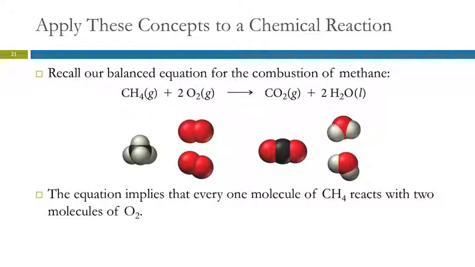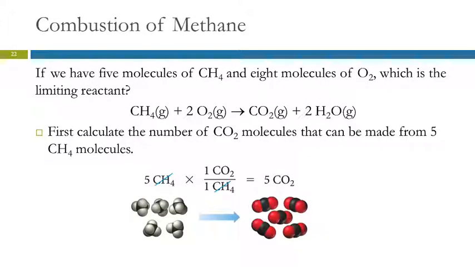So let's apply this to chemistry. Going back to our combustion of methane problem. So 1 molecule of methane reacts with 2 molecules of oxygen to produce CO2 and water. What this tells us is that every 1 molecule of this reacts with 2 of those. What if we had 5 molecules of methane and 8 molecules of oxygen? So we can do this thinking of a picture, or we can do the math. So let's do the math.